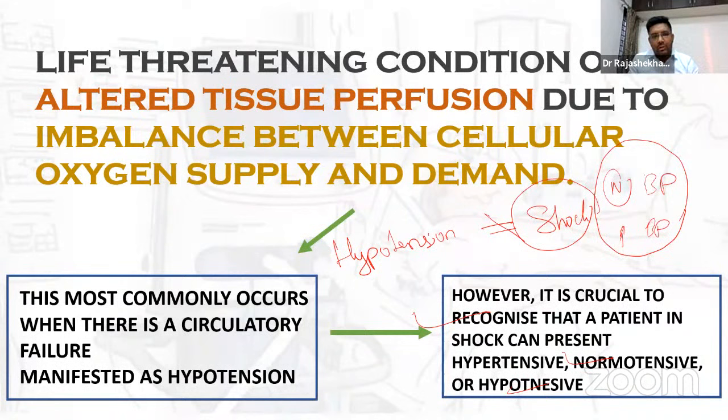Because the drop in the blood pressure in a patient of shock appears in a decompensated state. So you should identify the patients without them progressing into decompensation. Only in the early stage of shock, before developing the hypotension, if you can identify it, the management becomes very, very easy in this patient.